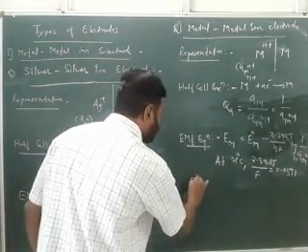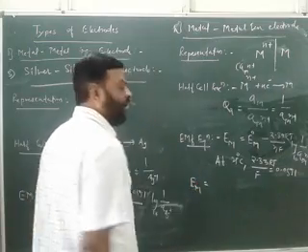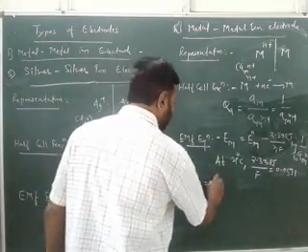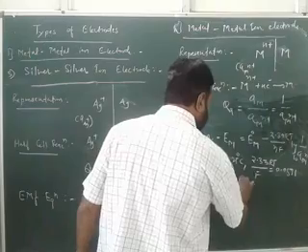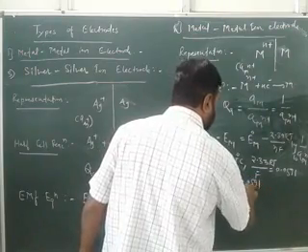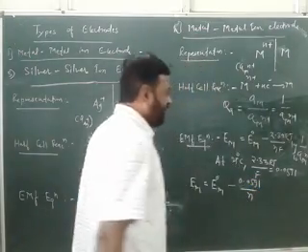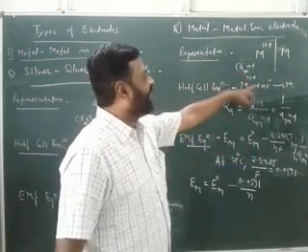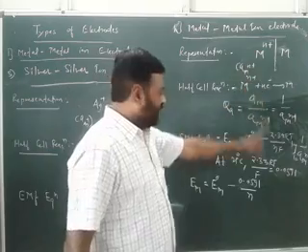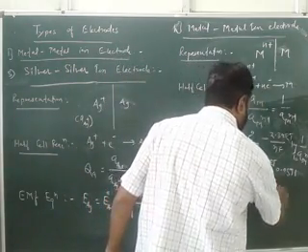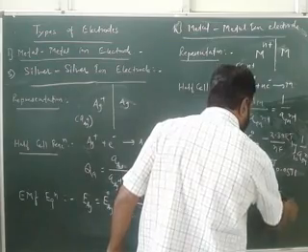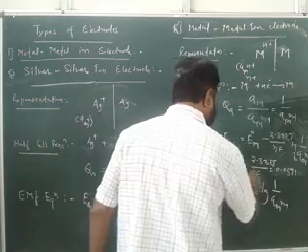So the final equation: the reduction potential of the metal ion electrode is equal to the standard reduction potential of the metal ion electrode minus 0.0591 divided by n. We do not know how many electrons are required, so we write n as it is, log of 1 divided by the activity of M raised to n plus. So this is the final equation.